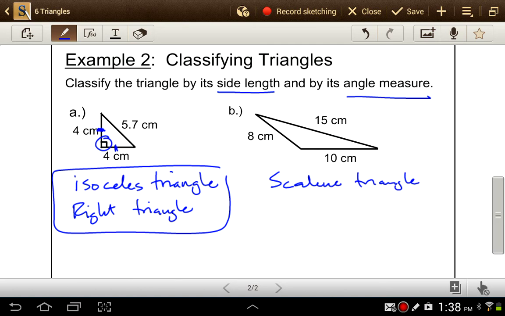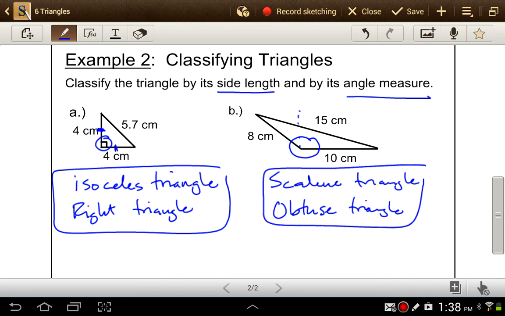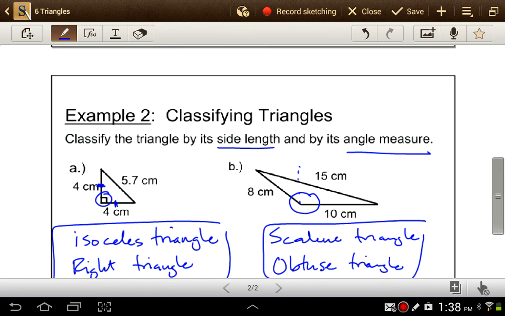Okay? And then I look at my angle measures. Look right here. There's an obtuse angle. It's more than 90. 90 would be coming up here. So that's going to be an obtuse triangle. And that's how I do those. Okay, so again, a lot of identifying on here. And if you need to pause, go ahead. Otherwise, that's going to be it.